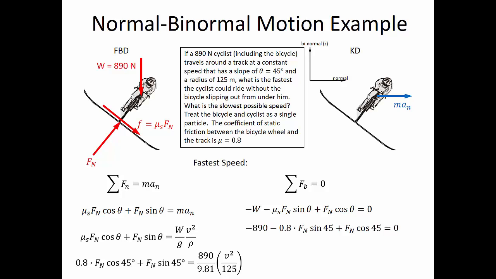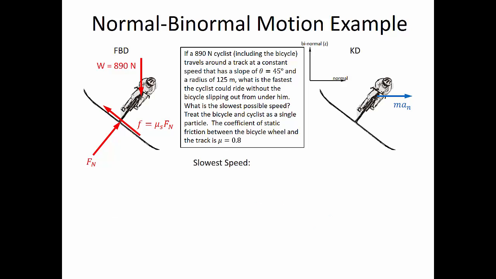Substituting in what we know, we're left with one unknown, our normal force, so we can solve this equation for our normal force, which gives us 6,293 newtons. Substituting that value into our first equation and solving for our velocity, we get a velocity of 105 meters per second. If the cyclist goes any faster than 105 meters per second, the bicycle wheel will slip out from underneath them and they will crash.